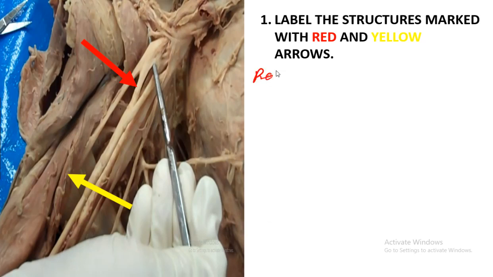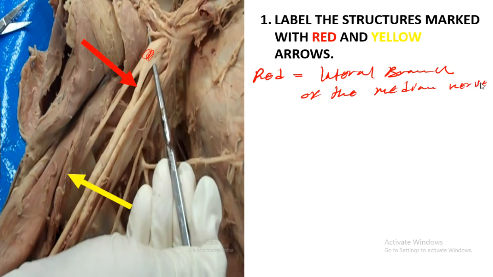So the red one there, you need to understand that this is the lateral cord. It's giving the branch. So this is just the lateral branch of the median nerve, which is simply coming from the lateral cord, and there you have the musculocutaneous nerve, and there you have the lateral cord. This is the medial cord of the median nerve, and then you have the median nerve.